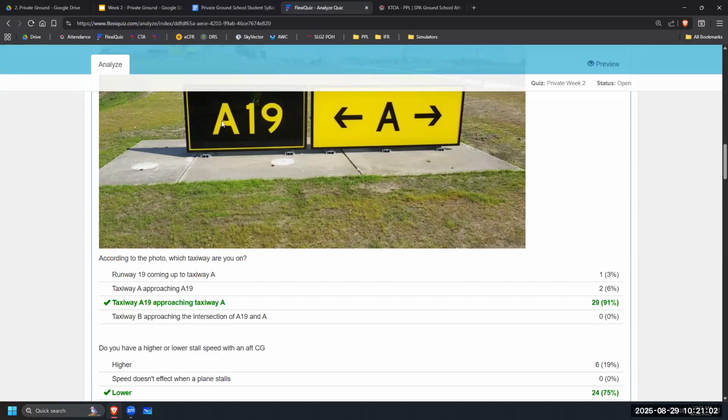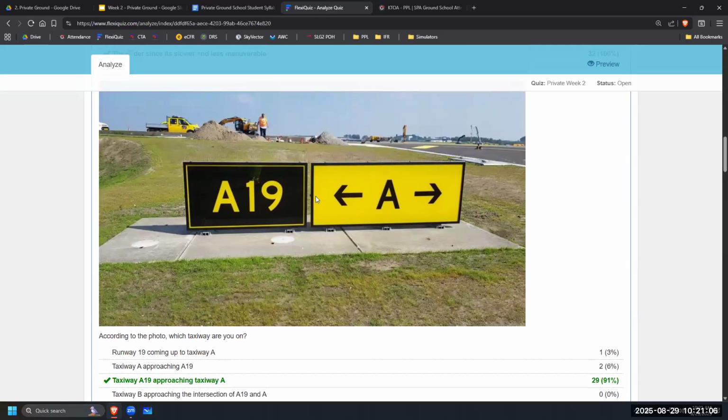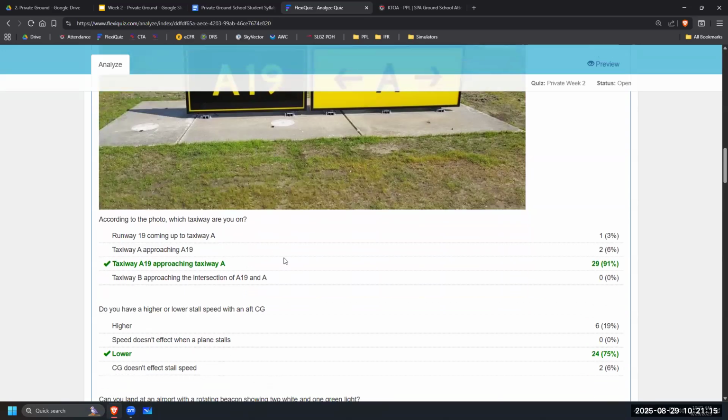So we're on taxiway Alpha 19 and we're approaching regular Alpha. So this is the directional sign with the arrows. That means we're approaching Alpha, but we're on A19. Good job, most of you.